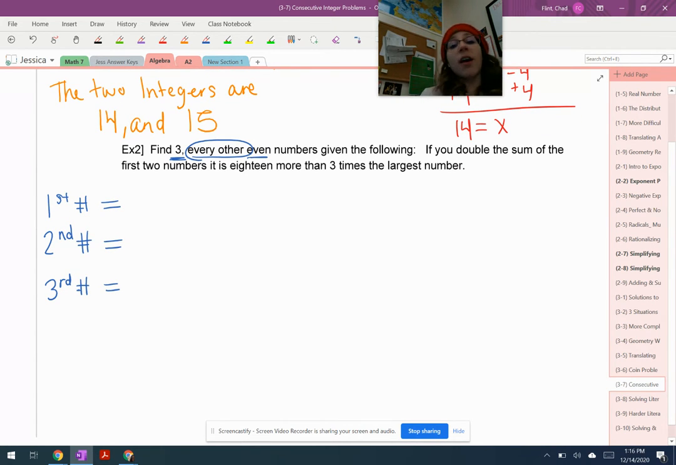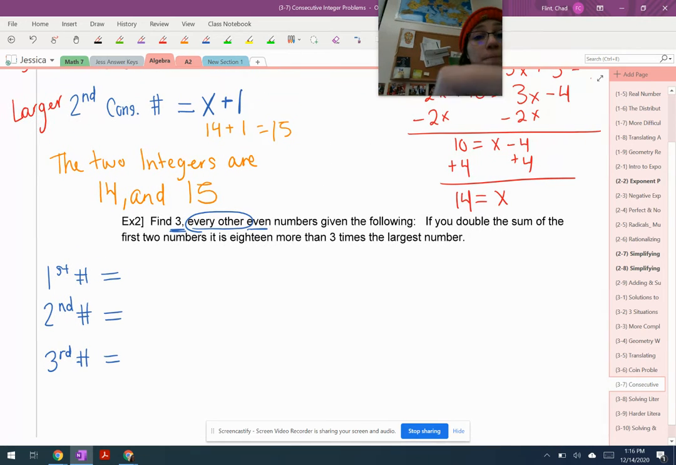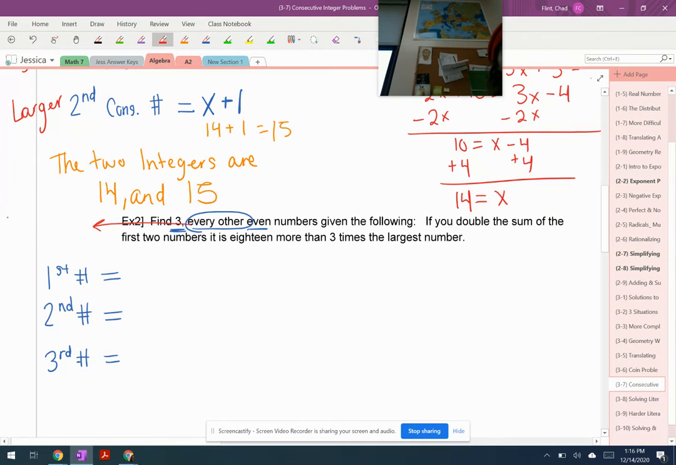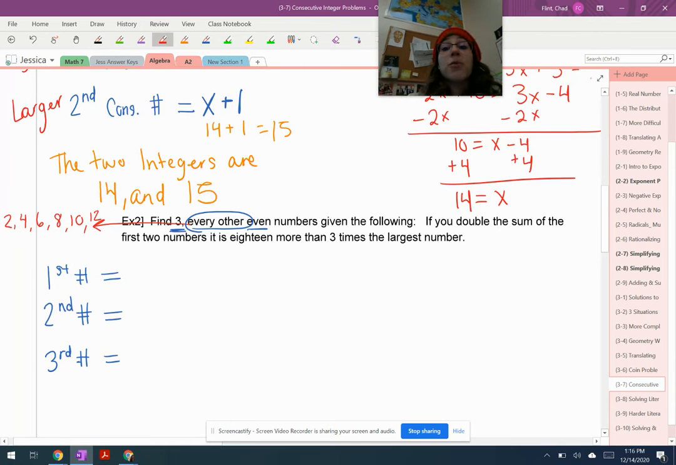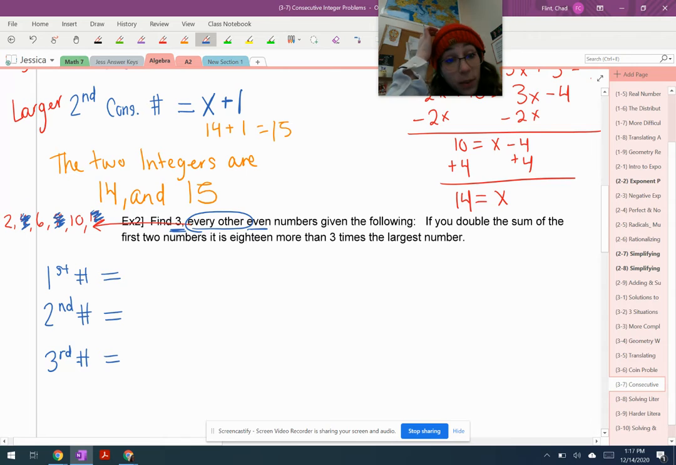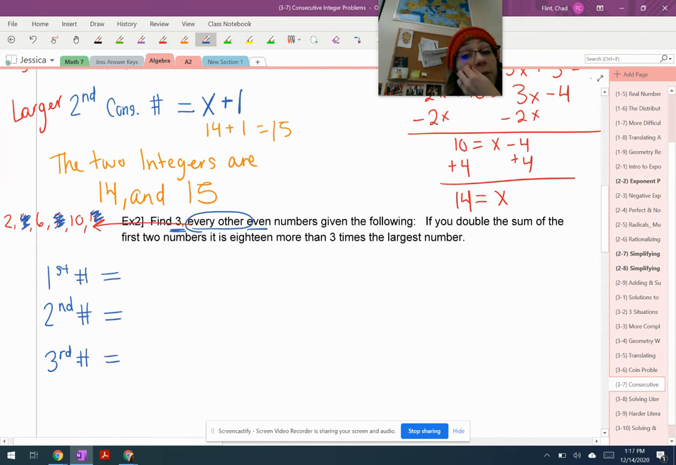So three every other even numbers. Let's kind of talk about that. Let's list out some even numbers: 2, 4, 6, 8, 10, 12. If I was looking for every other even, I would be skipping one. So I wouldn't go 2 and then to 4. I would go 2, skip 4, go to 6, skip 8, go to 10, skip 12. So three every other even numbers could be something like 2, 6, and 10.